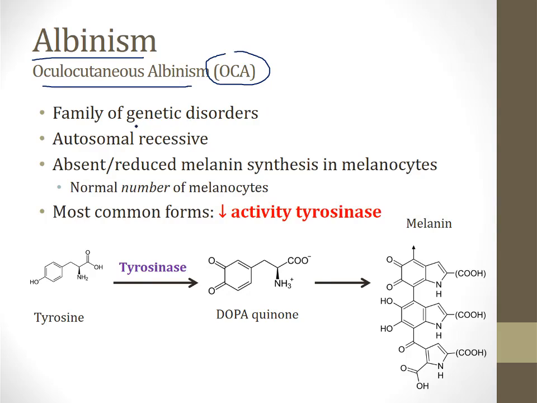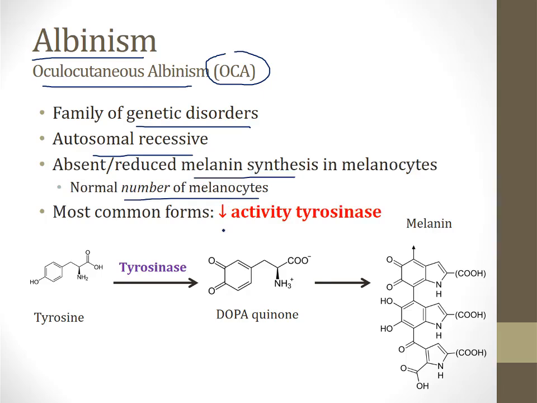Albinism is a family of genetic disorders. There are a number of subtypes. They are all autosomal recessive. And individuals with albinism have absent or reduced melanin synthesis by melanocytes. The number of melanocytes they have is normal, it's just that they are synthesizing less than they normally would.